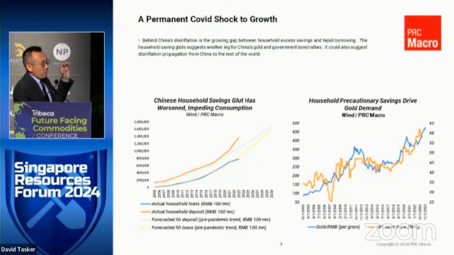But that's not the big story here. The biggest story is this. Right now, we're looking at a huge amount of excess saving from Chinese households, 26% higher than the pre-COVID trend, with 8%, 9% down for Chinese household spending. Where is that money going to end up? That's the billion-dollar question.